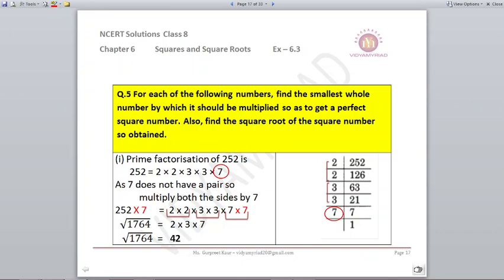252, its prime factors. You have a pair of 2, you have a pair of 3, but 7 is alone here. Because 7 doesn't have any pair, we will multiply 7 on both sides. That means 252 will be multiplied by 7 equal to the prime factors multiplied by 7. So 7 will have a pair now. So 252 multiplied by 7 becomes 1764. Its square root will be 2 into 3 into 7, which is 42.